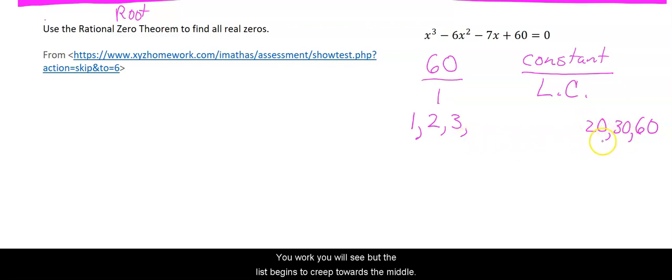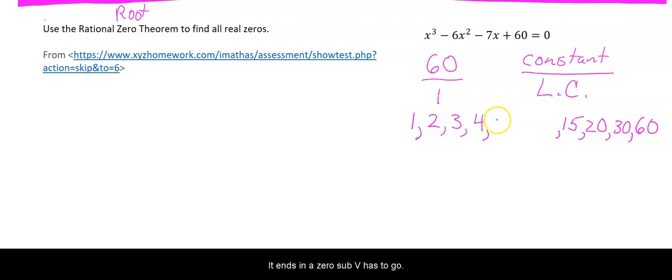As you work, you will see that the list begins to creep towards the middle. Hopefully you've left enough room and you won't run out of space. How about 4? Yes, 4 will go into 60. There are 4 15-minute periods in an hour, which is 60 minutes. So 4 times 15 is 60. 5. It ends in a 0, so 5 has to go. 5 times 12 gives me 60. What about 6? Definitely. 6 times 10, and yes, I am running out of space.